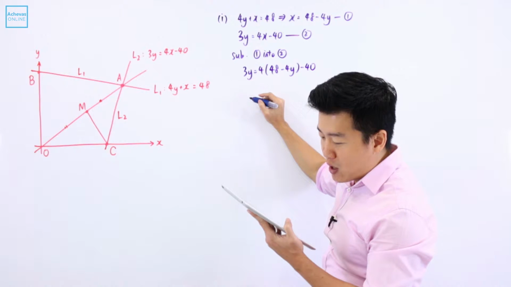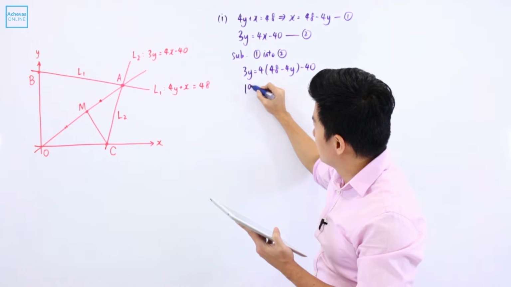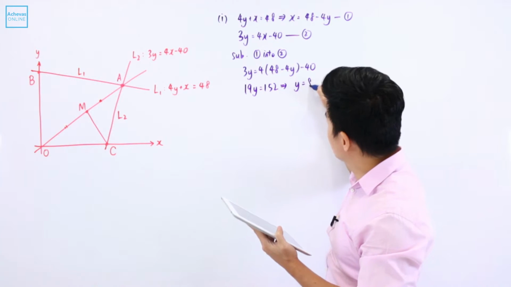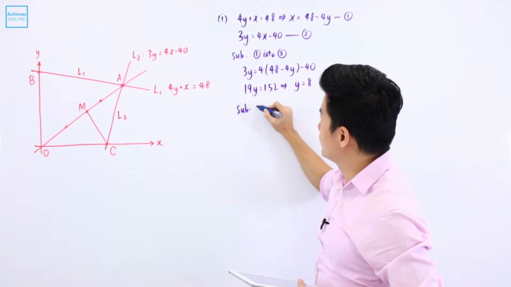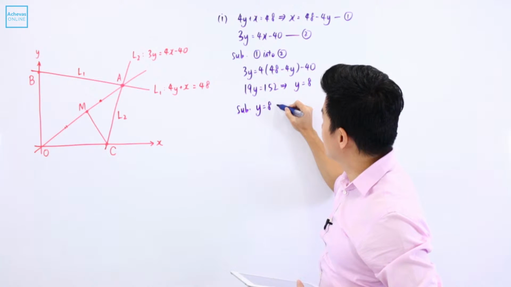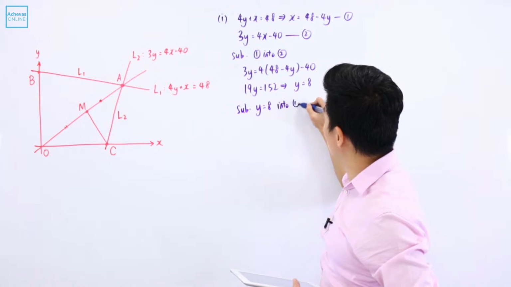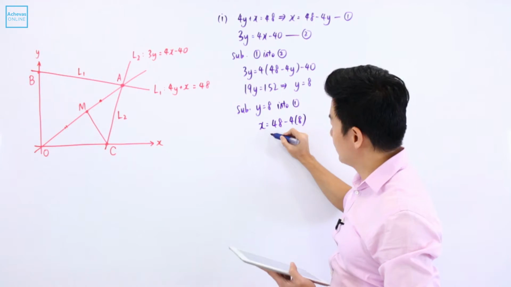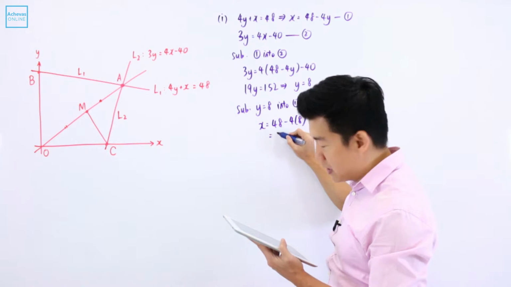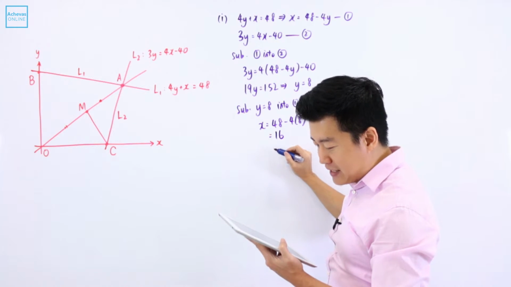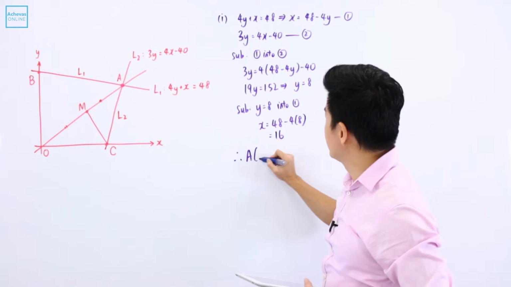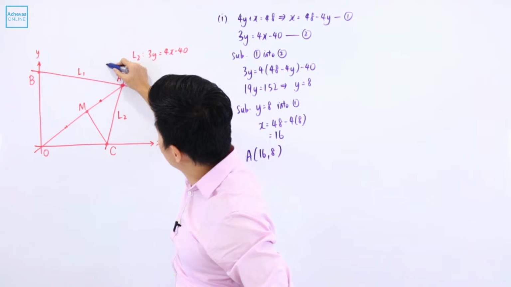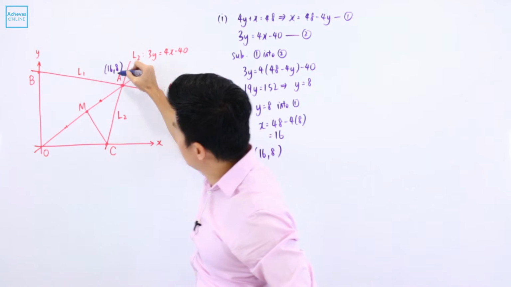If I were to bring the y over to the left hand side, I'm going to have 19y is 152, so y is equal to 8. And if I were to substitute y is equal to 8 back into equation number 1, that means x is going to be equal to 48 minus 4 times 8, and this is equal to 16. Which means that the coordinates of A is going to be 16 and 8. So here we have gotten 16 and 8.